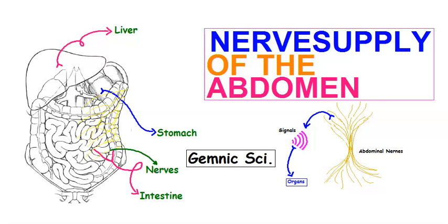In this tutorial we're diving into an interesting topic in anatomy, which is the nerve supply of the abdomen. We're simply going to start by understanding the basics. Notice that the abdomen is packed with important organs like the stomach, intestine, liver and then the kidney. But how do these organs receive signals in order for them to function? And that is where the nerves come in.